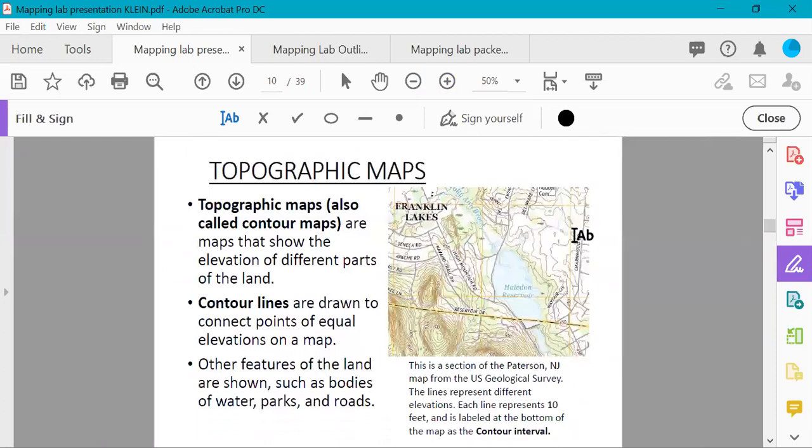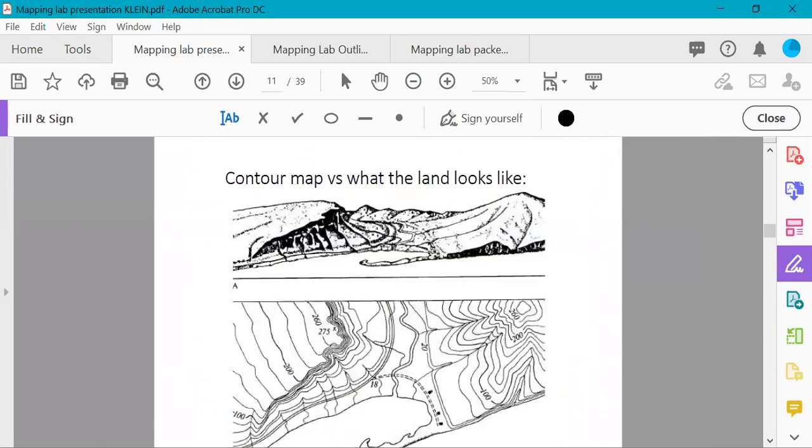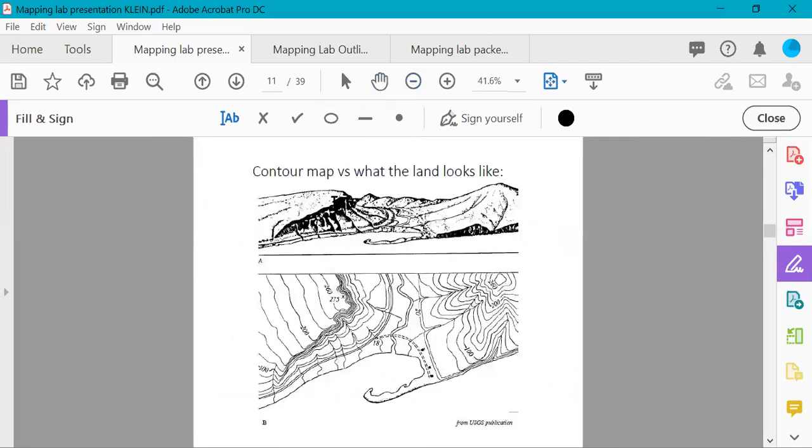So the top diagram here shows you what the land looks like from the side view, kind of like a 3D image of land. The bottom picture shows you a topographic map of the same landscape. So the bottom is a topographic map.